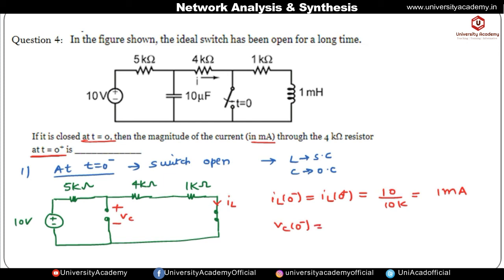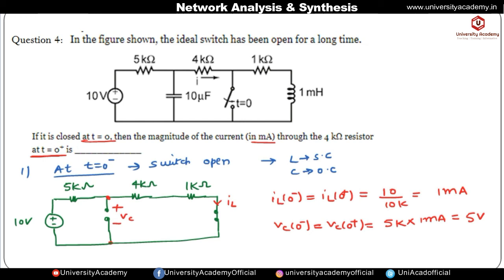Now next we have to find out V C of 0 negative. V C of 0 negative will be equal to V C of 0 positive. This V C is the voltage across this terminal and this terminal. It means this is the voltage across these two resistances. The 4 kilo ohm and the 1 kilo ohm resistances are connected in series, so it is given by 5k, and the current flowing through this path is I L, which is 1 milliampere. So V C of 0 negative we are getting as 5 volt.